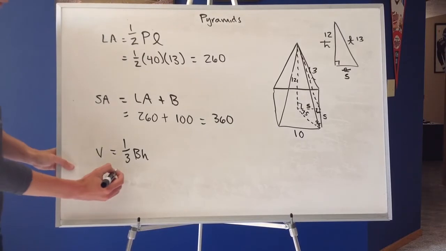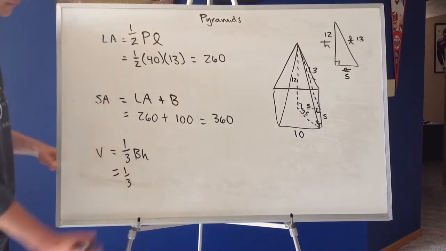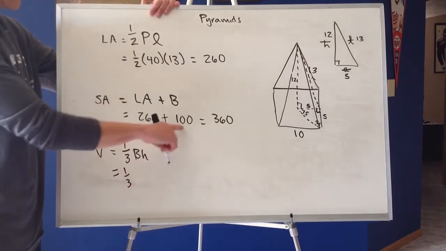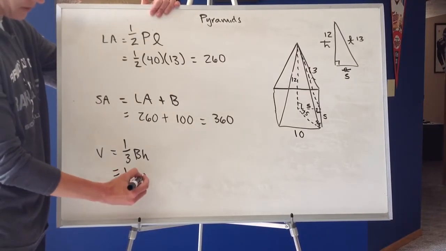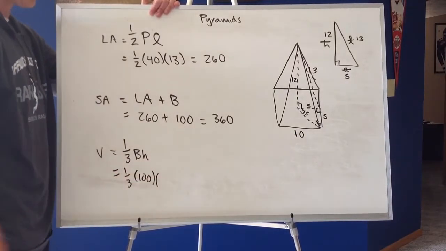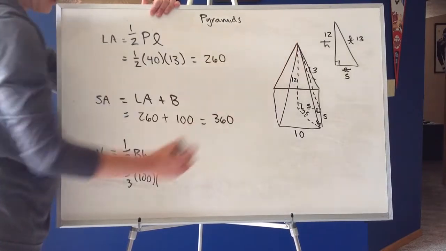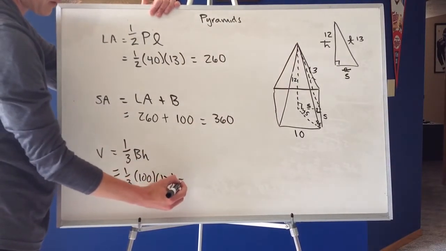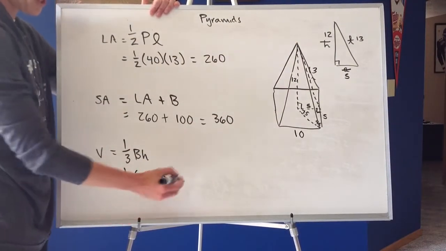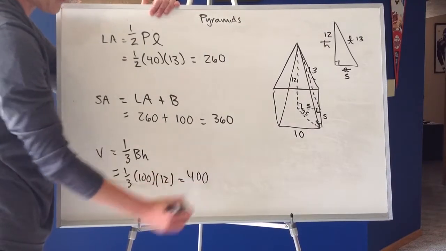And then last but not least, area of base would be the 100 I have above here. Height would be the 12 that we found using our Pythagorean theorem. Multiply those together and you'll get 400.